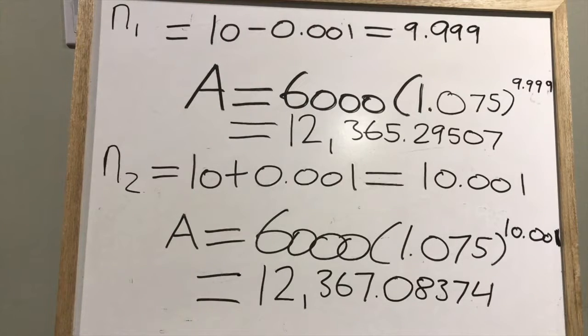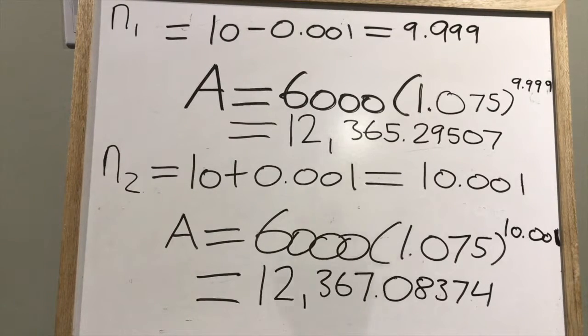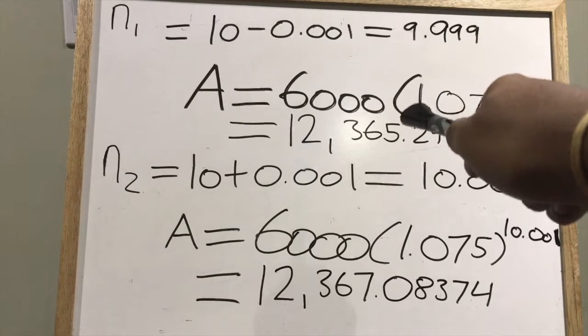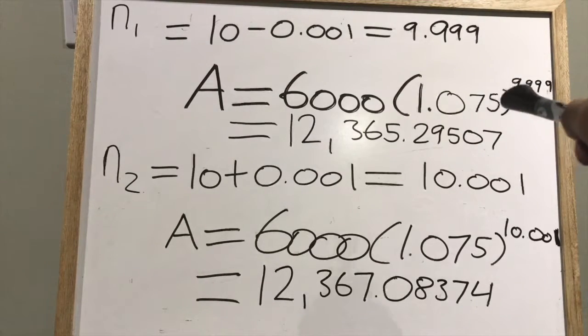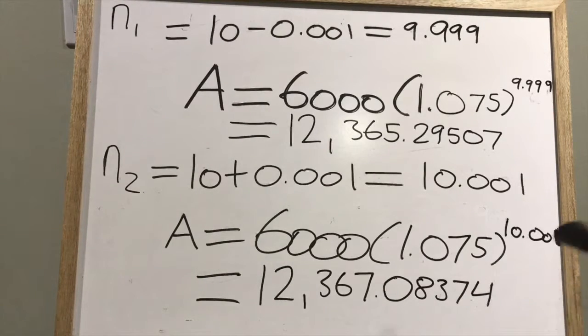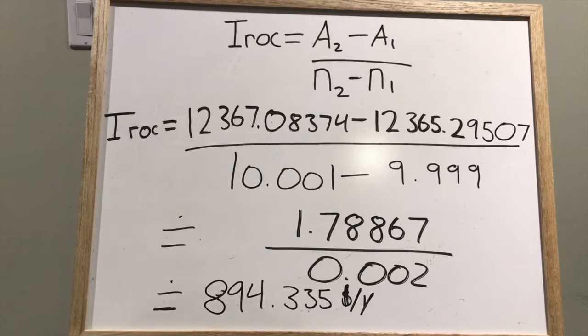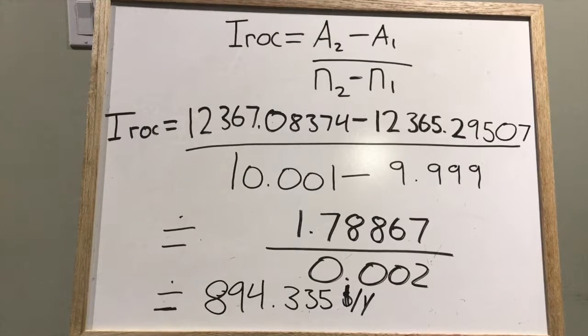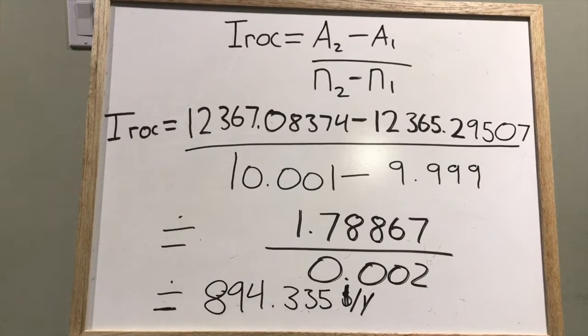When subbing in n1, or in this case 9.999, we are given a y-coordinate or an a-coordinate of 12,365.29507. After subbing in 10.001, or n2, we are given an a-coordinate of 12,367.08374. It is important, although this is a dollar amount, not to round at this step, as we are dealing with very specific numbers, and any rounding could result in a drastically different answer. At this point, IROC becomes fairly simple, as the equation for IROC is the very same equation used to calculate the slope of any given line.